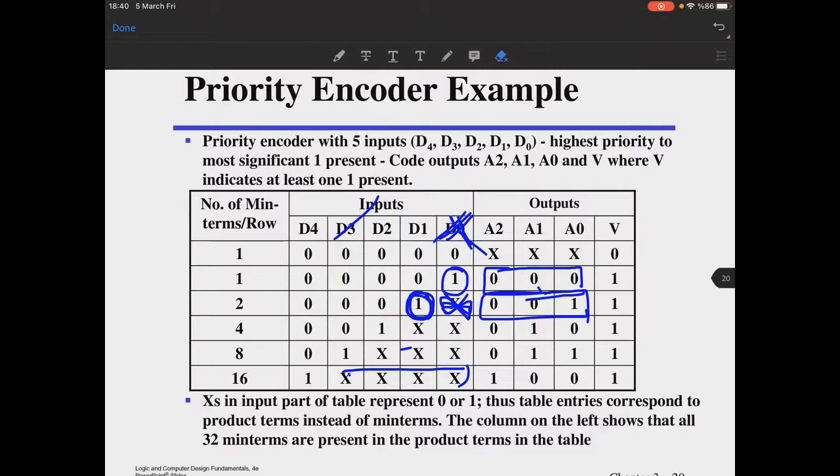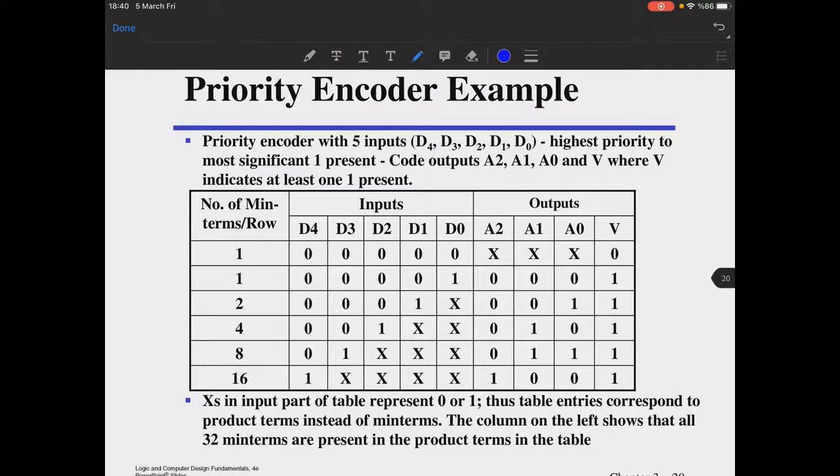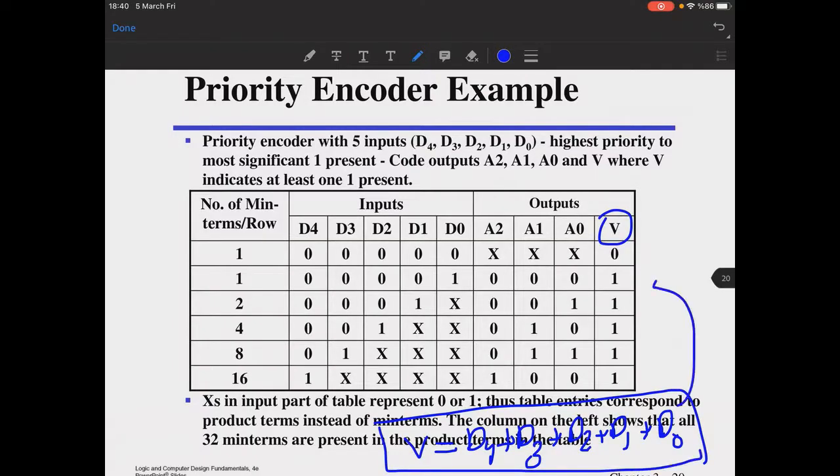And how would your implementation look like? It is obvious from this moment that if any one of your inputs is 1, it will give you this V signal. It's pretty obvious, right? Your V signal will be D4 or D3 or D2 or D1 or D0. You can write this directly from this truth table, okay, from this table.